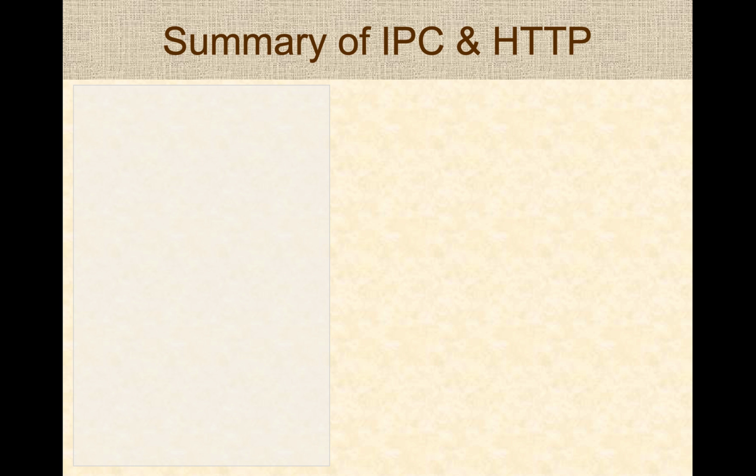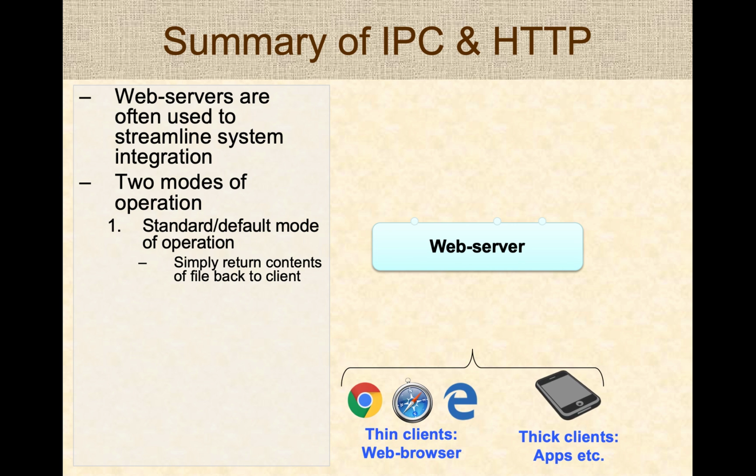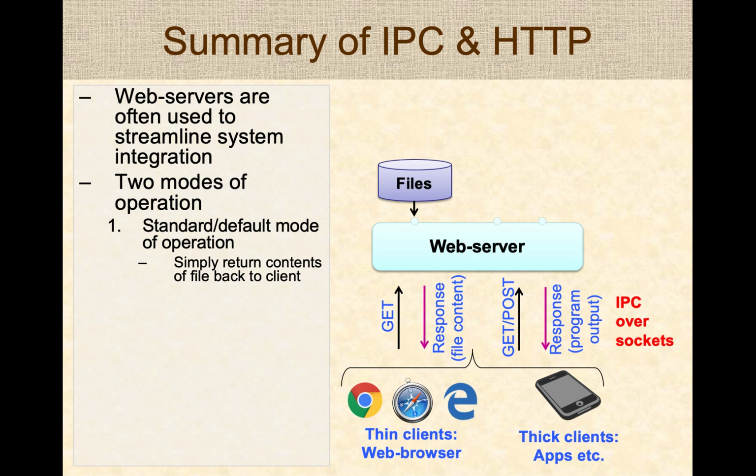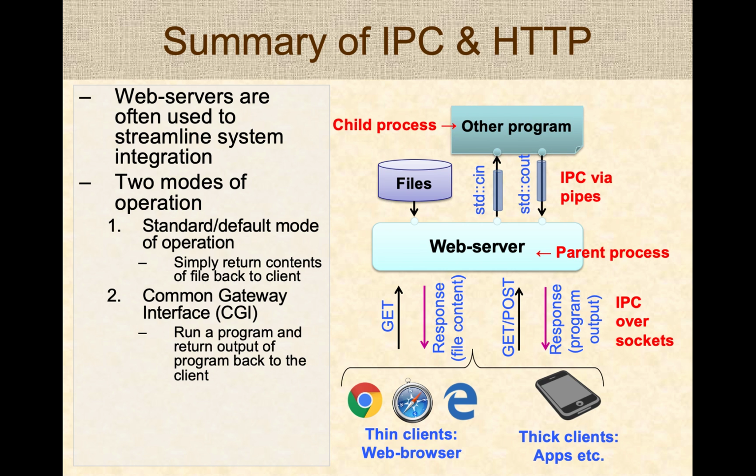Let's summarize what we have learned. So web servers are used to streamline operations. Given a web server, you have different clients that are interacting with it. Typically, a web server, when it gets a request, will take data from a file and send it. So we looked at how to take data from a file and send it as a chunked response. Then the other mode of operation is called common gateway interface, where the web server runs another program, gets its output, and sends it back to the client.